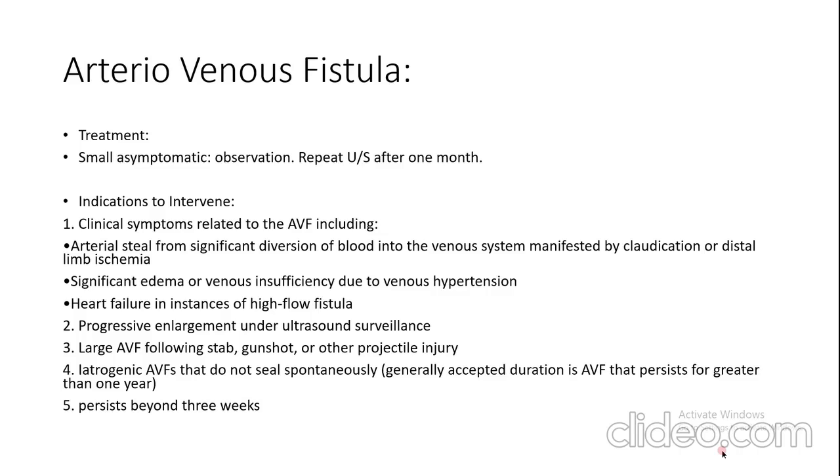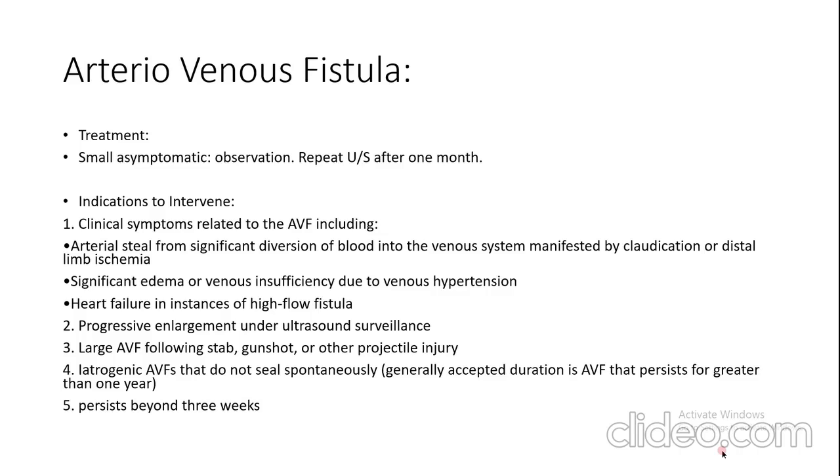The second indication is if you were doing ultrasound surveillance after each month and you are seeing that there is progressive enlargement, then you typically go for intervention.